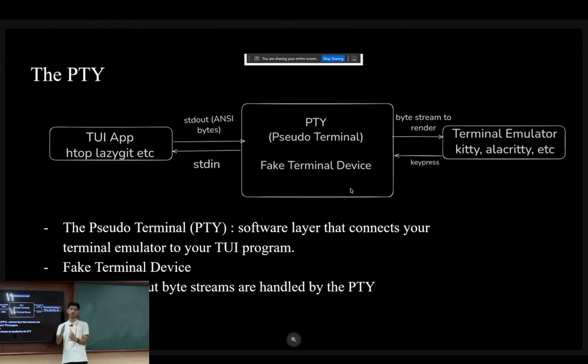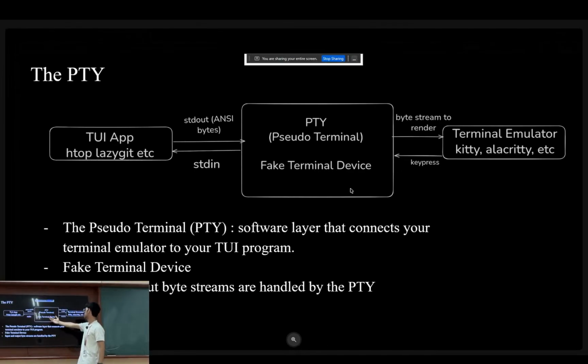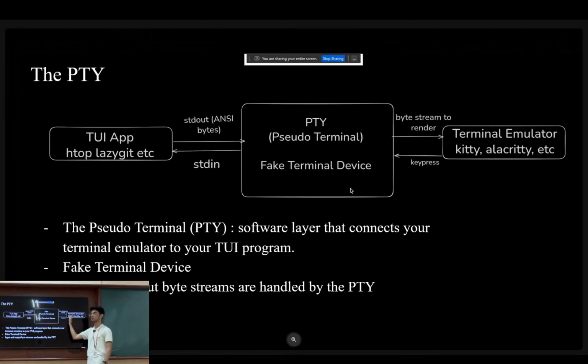So when you say you're printing to STDOUT or taking input from STDIN, basically you're going through this PTY and getting your stuff back. So here, in basically any terminal interface, you're going to get standard out ANSI bytes. They go through this PTY and come back to your terminal emulator, right?